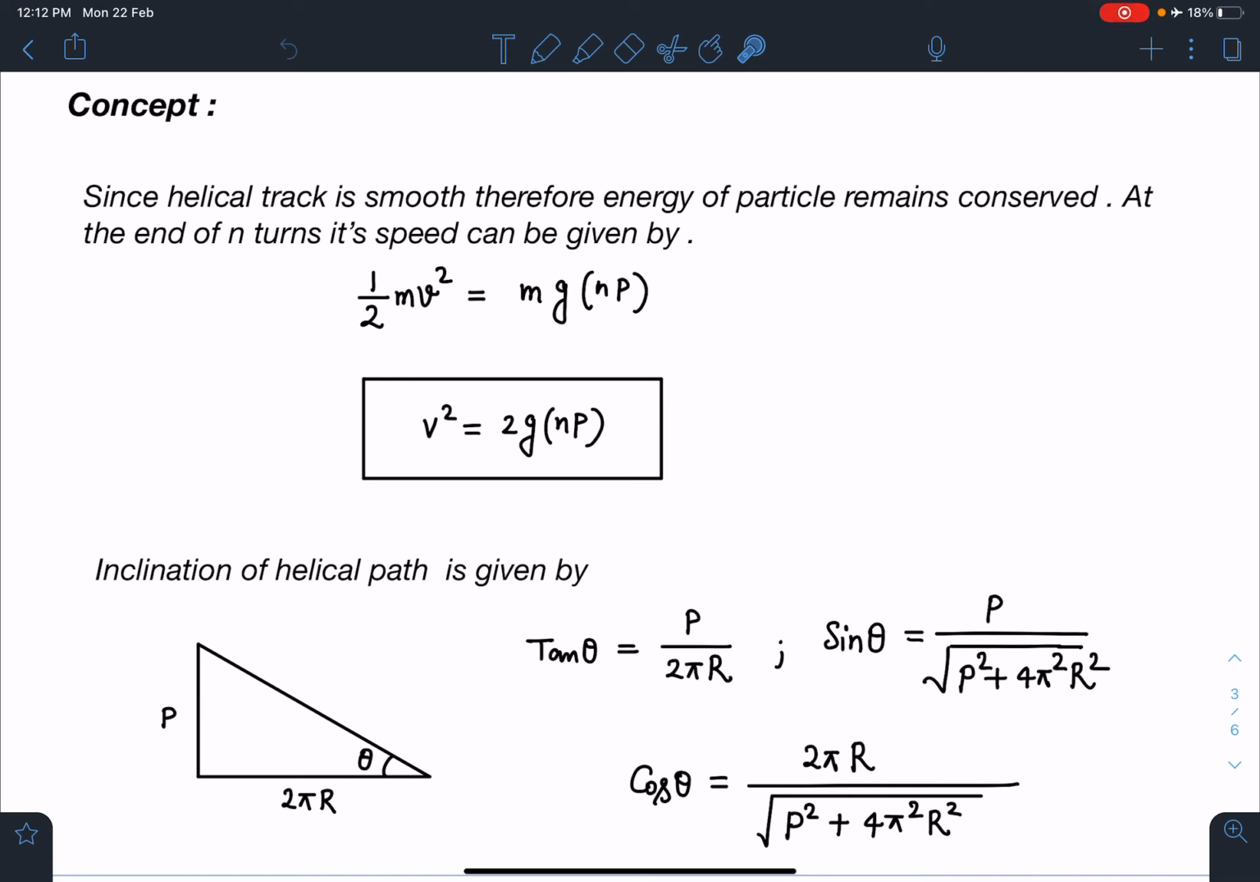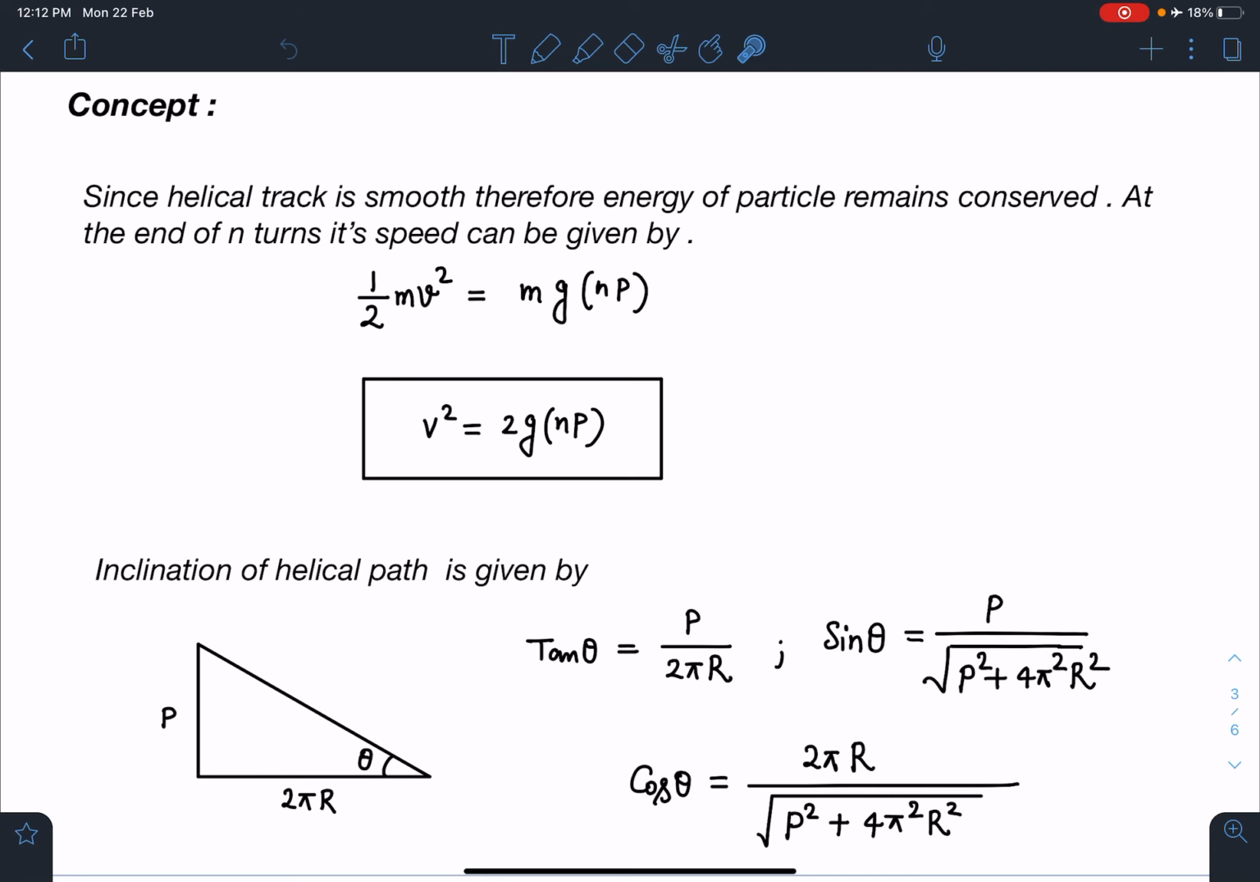Concept wise, it's a very simple concept. Since the helical track is smooth, we can conserve energy, and in that case at the end of the nth turn, we can write the speed, because the vertical height it is going to travel is n times the pitch. So half mv square is equal to mgh, h is np. So the velocity at the end of the nth turn is known to us.